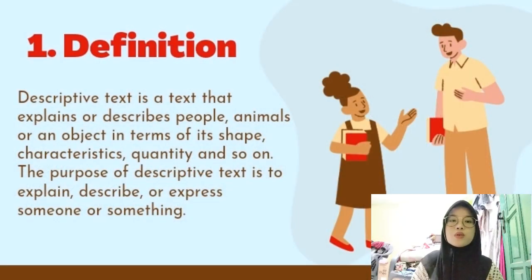Alright, before I explain this material, I want to ask you first, do you know about descriptive text? Or maybe you have ever heard about that? So what is descriptive text? Descriptive text is a text that explains or describes people, animals, or an object in terms of its shape, characteristics, quantity, and so on. The purpose of descriptive text is to explain, describe, or express someone or something.